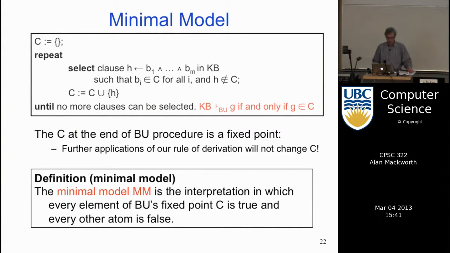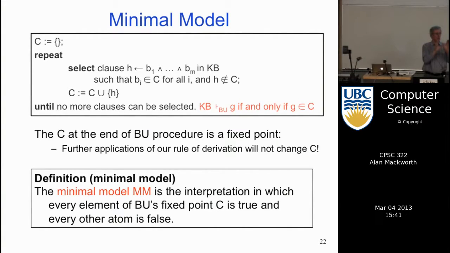First, we'll start with this idea of a minimal model, and it's a fairly easy idea to get. These are the atoms that are forced to be true by the bottom-up procedure, the ones that are in this set C. All those atoms have to be true in every model, right? We know that. They're forced to be true. The basic atoms in the theory and then the ones that were forced up by the rules. This is a set of atoms that have to be true.